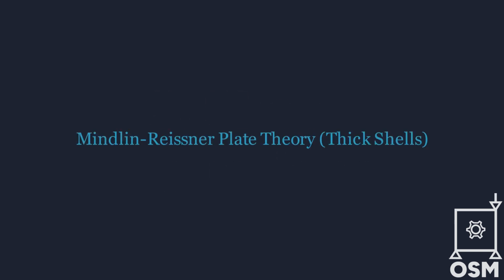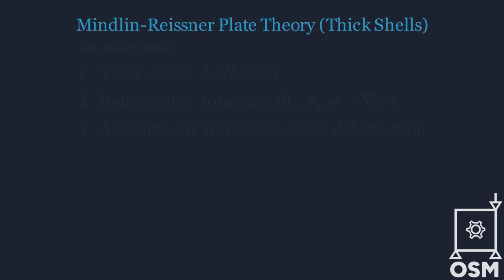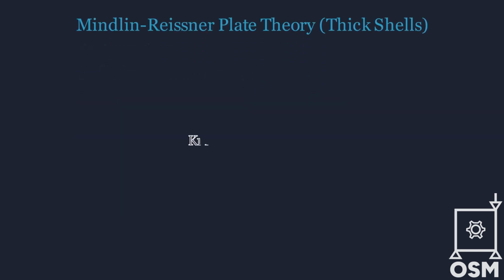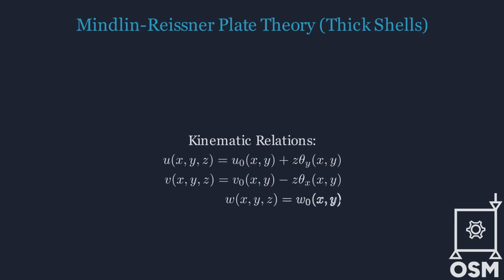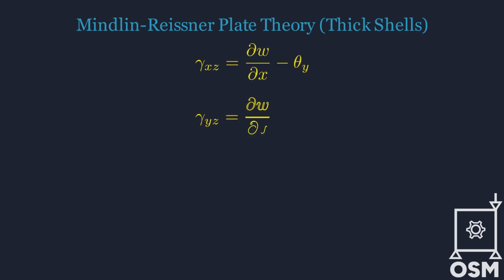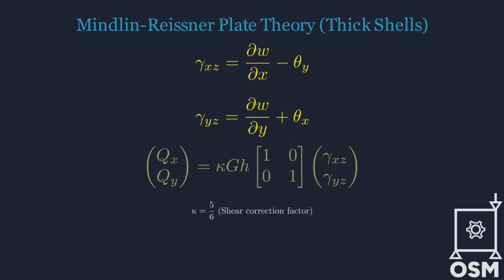Introducing Mindlin-Reissner plate theory, ideal for thick shells where transverse shear can't be ignored. This theory assumes a thick geometry, independent rotations, and accounts for shear deformation. Unlike Kirchhoff theory, the displacement field includes rotation terms, adding realism to out-of-plane behavior. Shear strains are now active. This contributes to transverse shear forces scaled by a correction factor.